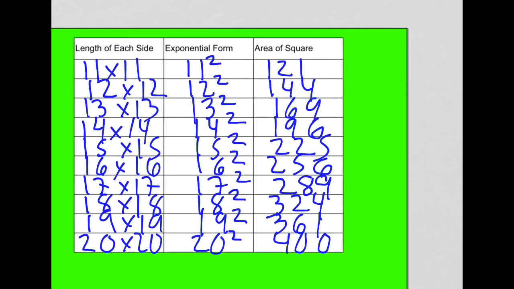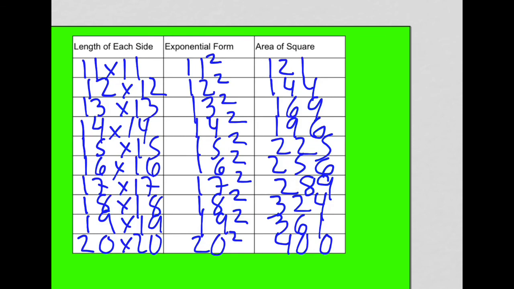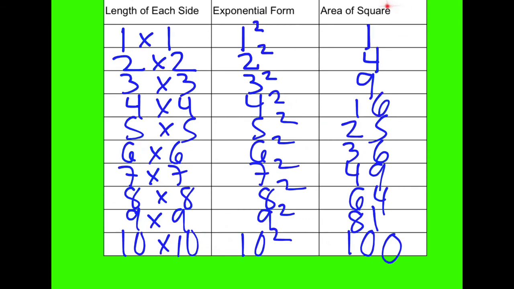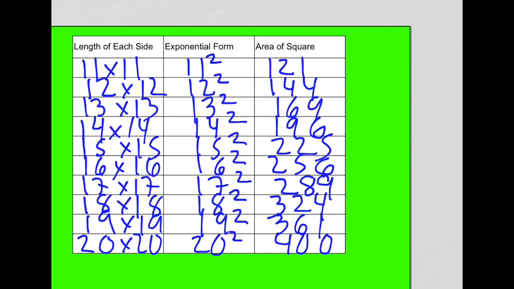So all of these numbers right here, these guys, and these guys form perfect squares. We call those square numbers because they literally make perfect squares.